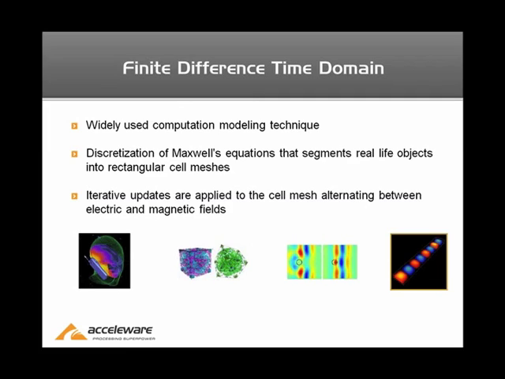The way Maxwell's equations work is there are iterative updates that are applied to the voxels, or the cell mesh, that alternate between electric and magnetic fields. And as you can imagine, depending on the size of your structure, you can get many millions or even billions of these tiny little cells that you need to model.